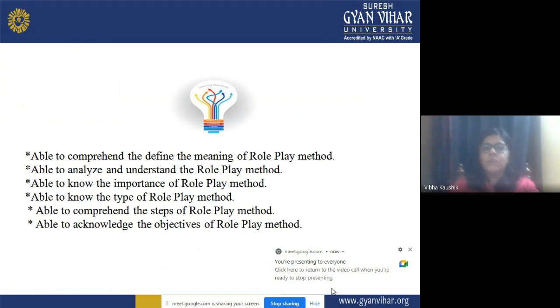Now, the learning objectives of today's topic are: to be able to comprehend and define the meaning of the role play method, to analyze and understand what is meant by the role play method, to know the importance of role play method, to know the different types of role play method, to comprehend the steps of role play method, and to acknowledge the objectives of role play method.